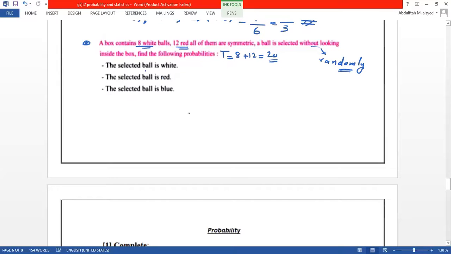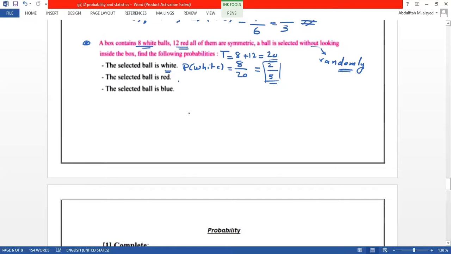Now find the probability that the selected ball is white. So the probability of getting a white ball equals the number of white balls, 8, over the total number of balls, 20. By dividing by 4, 8 divided by 4 is 2, 20 divided by 4 is 5. So 2/5. Okay, you can simplify.